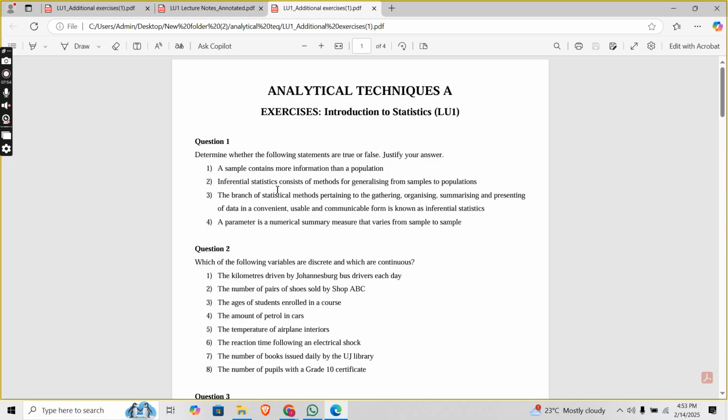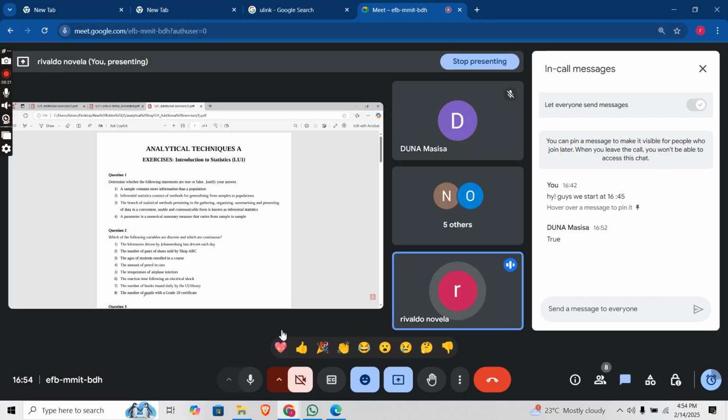All right. So number 3. The branch of statistical methods pertaining to gathering, organizing, summarizing, and presenting of data in a convenient, usable, and communicable form is known as inferential statistics. So is this statement true or false? And please justify your answer. If you have the answer, please help us.